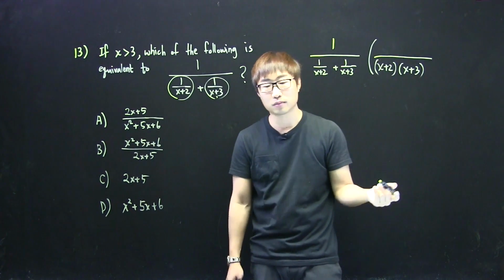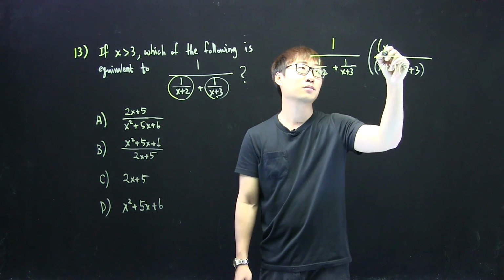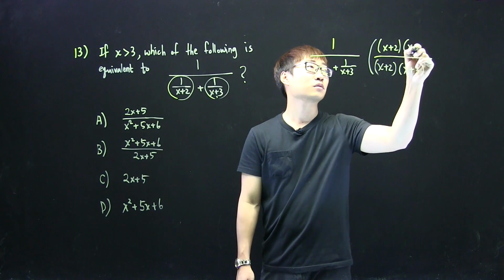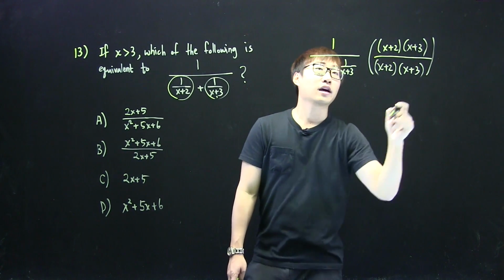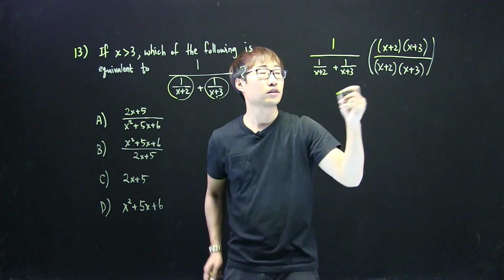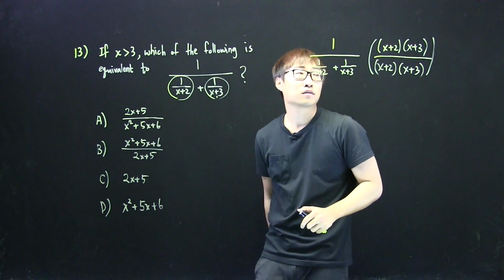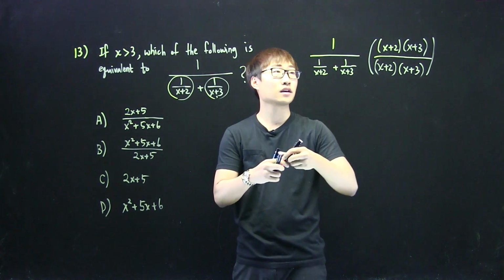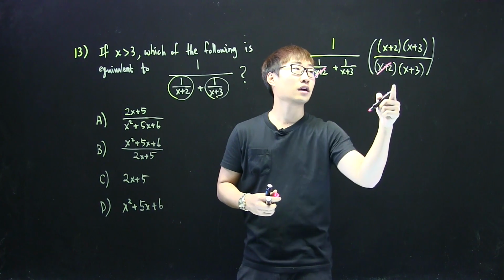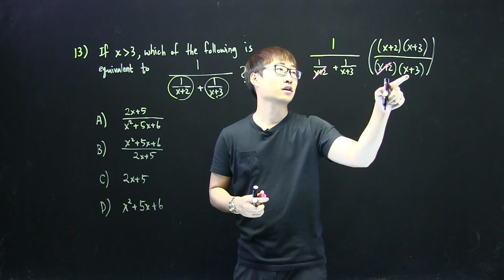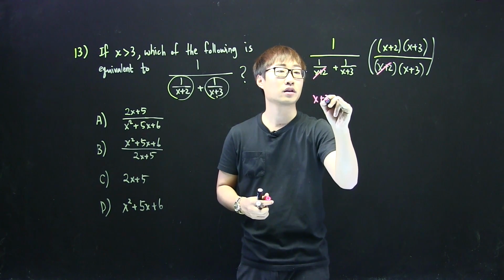And obviously, I can't just multiply stuff on the bottom. I got to do it on the top too. X plus 2 and x plus 3 over here. What's going to happen? Well, for this guy, it'll cancel out this way. Let me use a different color marker. So for this guy, it'll cancel out this way, and it'll be multiplied by 1 times x plus 3. So x plus 3 here.